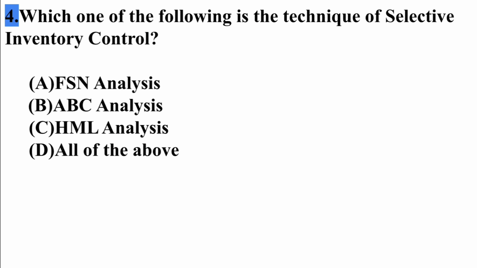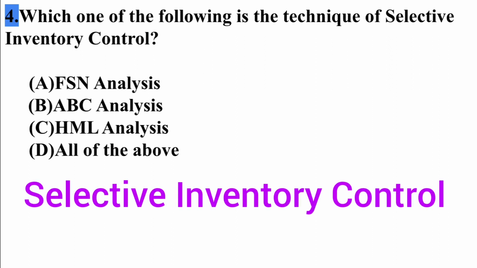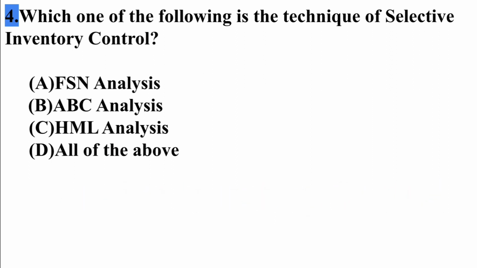So the next question is, which one of the following is the technique of selective inventory control? FSN analysis, ABC analysis, HML analysis, and all of the above. So, inventory is an important asset of the industry and it needs to be properly managed. And inventory management includes deciding the inventory level, deciding the cost involved in it, and deciding the time at which the materials should be ordered or stocked, etc. There should be the right stock, at the right level, in the right place, at the right time, at the right cost as well as at the right price.